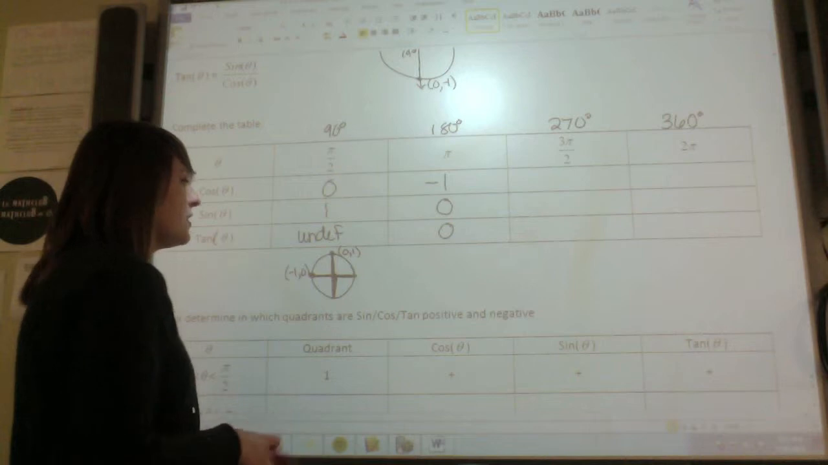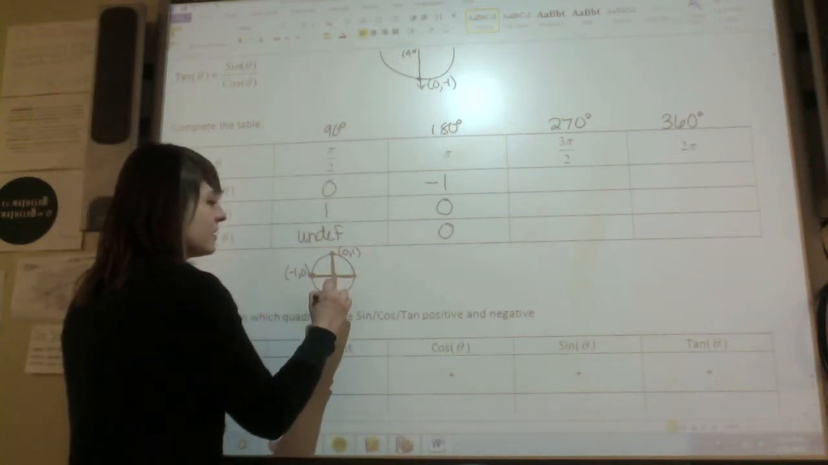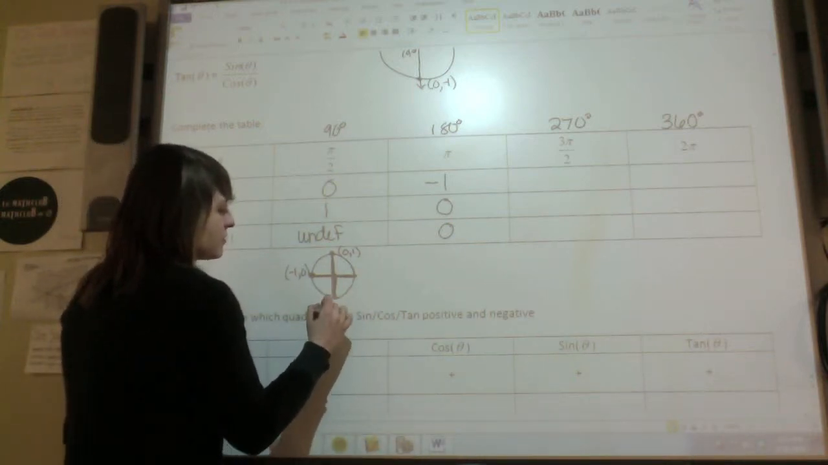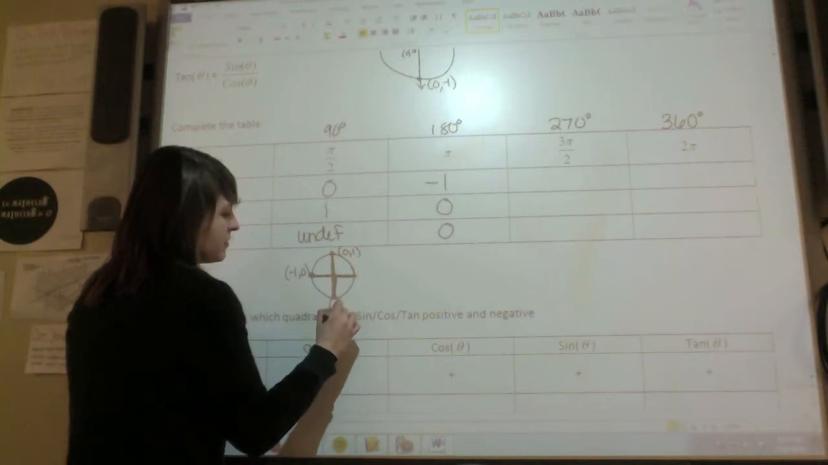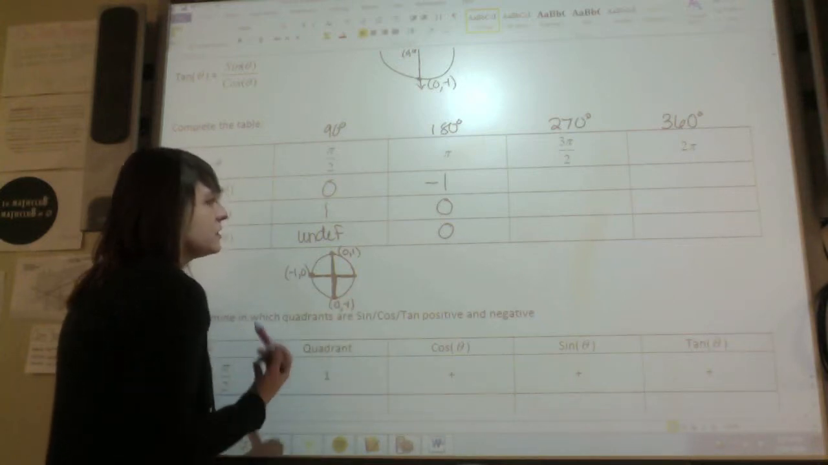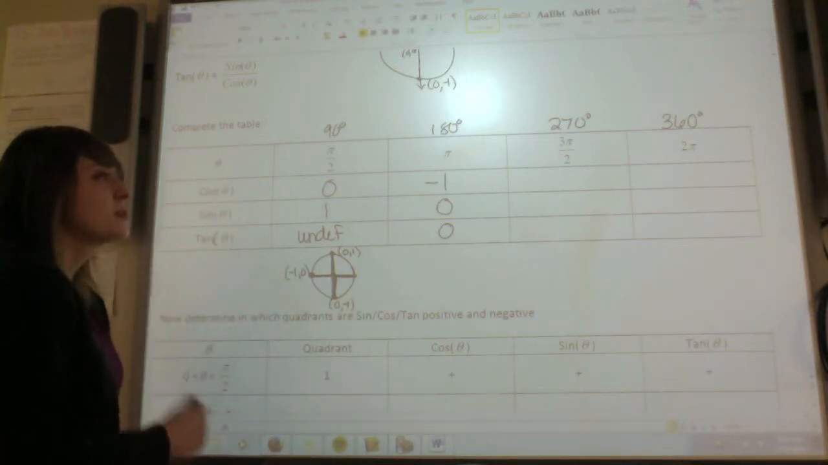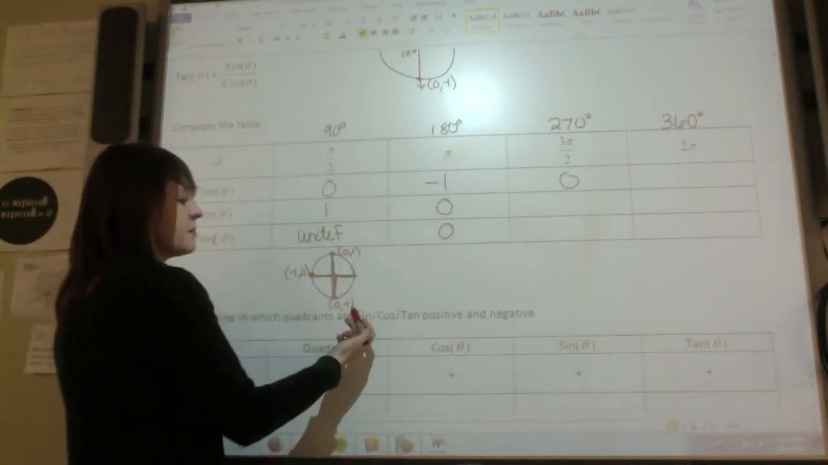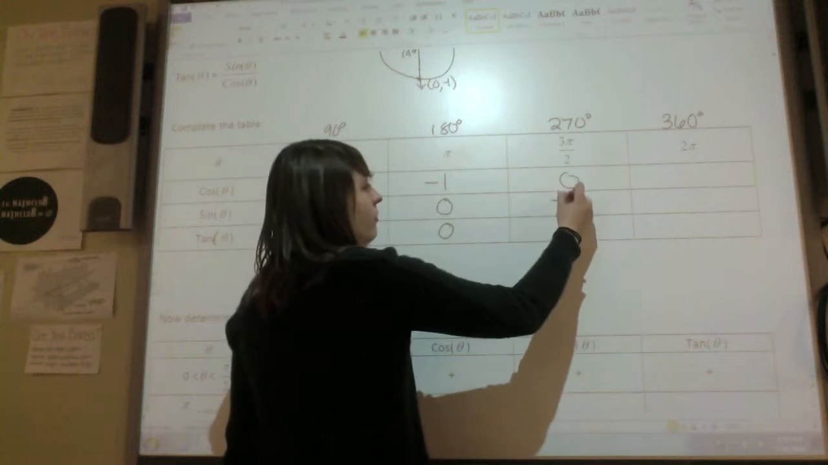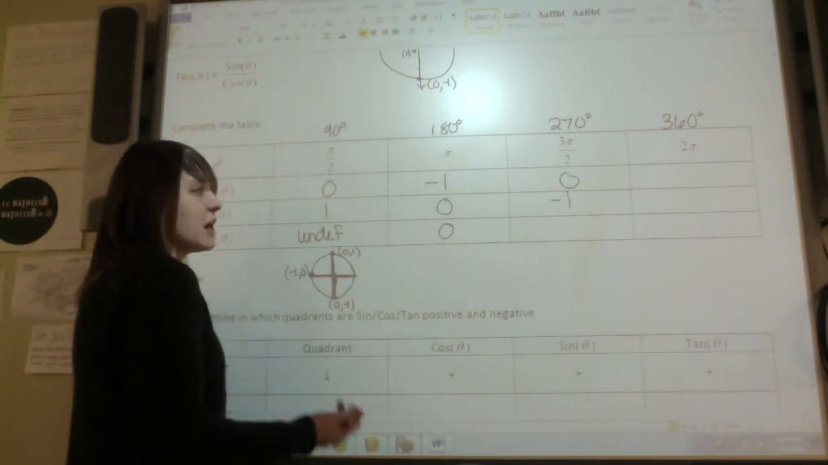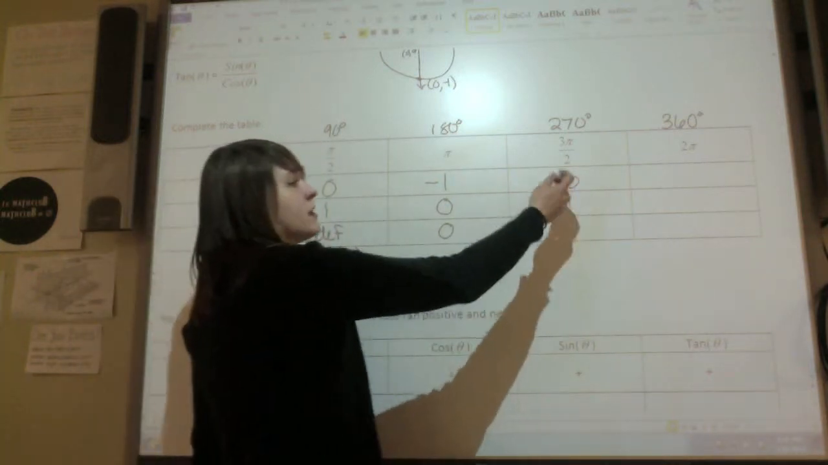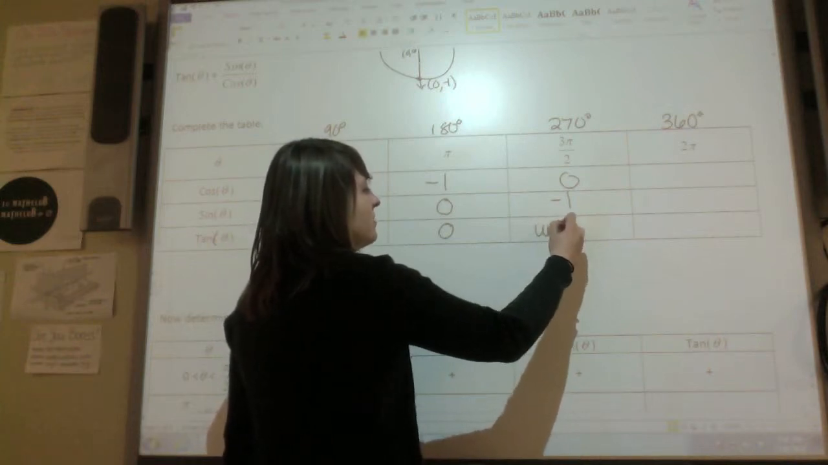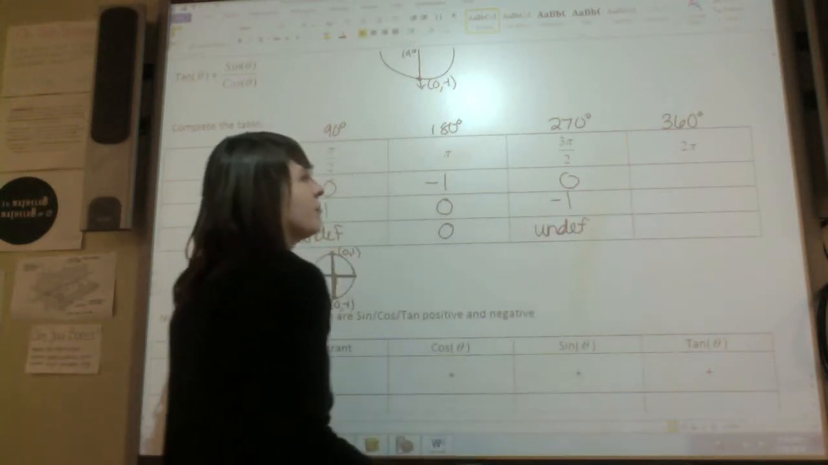Now for 270 degrees, or 3 pi over 2, that's going to be this down here. This coordinate point is (0, -1). So my cosine corresponds to my x-coordinate, which is 0. My sine corresponds to my y-coordinate, which is -1. And my tangent is sine over cosine. So -1 divided by 0 is going to be undefined because I can't divide by 0.